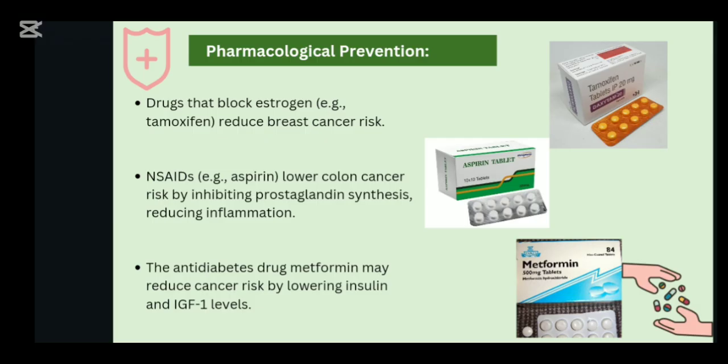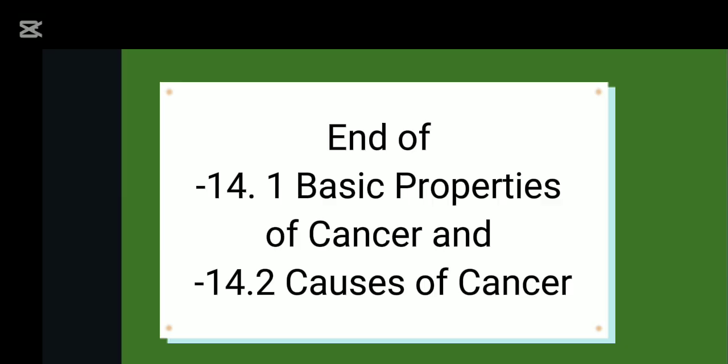So we have discussed what cancer is, the normal cell, the cancer cell, the basic properties of cancer cells, and another topic about the causes of cancer: the carcinogenic agents or chemicals, the viruses, the bacterial infections, the inflammations, and also the lifestyle and environmental factors that can cause cancer. So this is the end of 14.1 basic properties of cancer and 14.2 the causes of cancer.